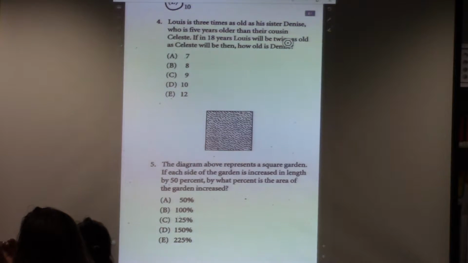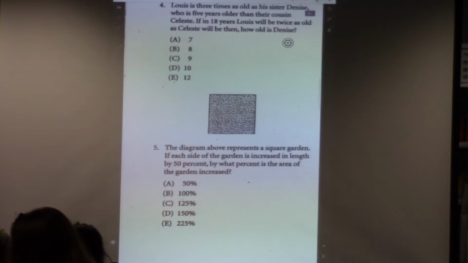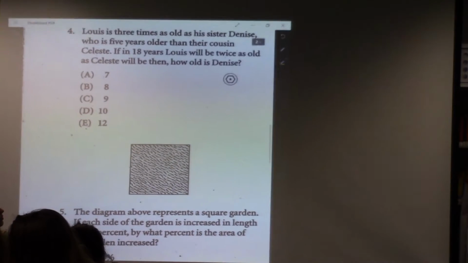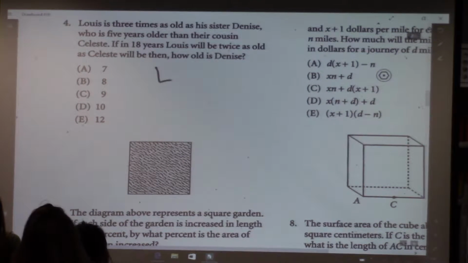Okay, so what we're gonna do is set up a chart, right? So who do we have here? We've got Lewis, we've got his sister Denise, and 5 years older than the cousin Celeste. Those are our people, right?